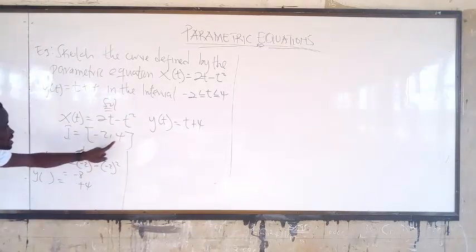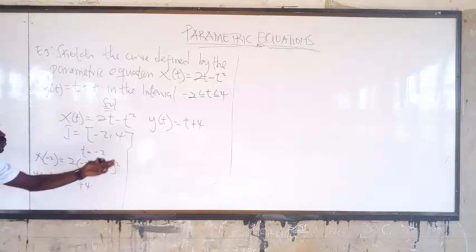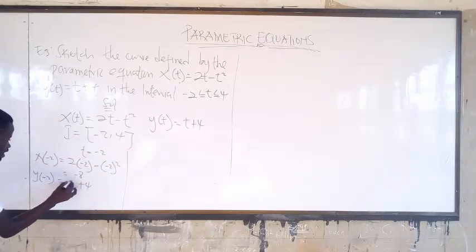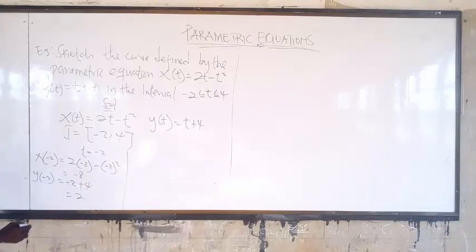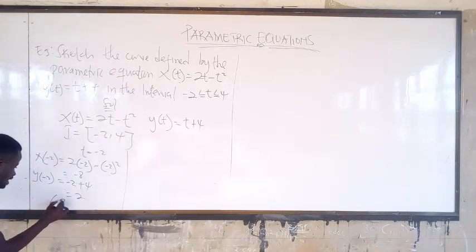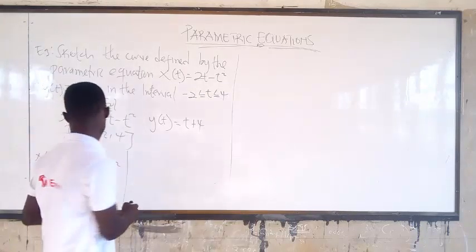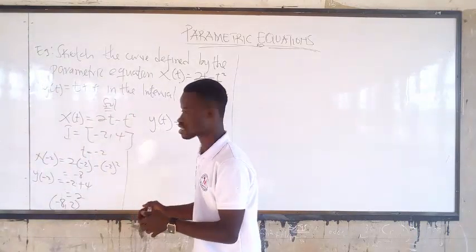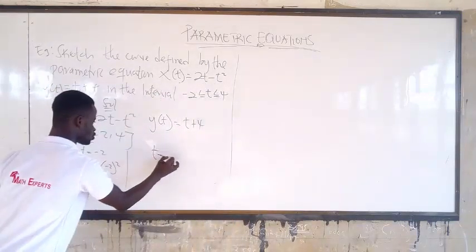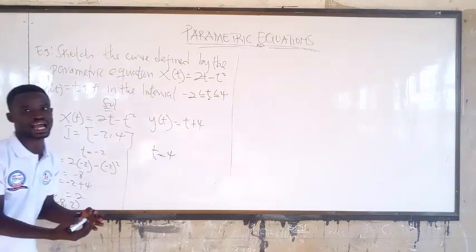Sorry, our t here is negative 2, not 4. Therefore, this is what will give us the terminal. So, negative 2. So here we are going to get 2. Alright, so therefore we can get a point, which is the initial point, to be negative 8, 2. So this will be our starting point. At t is equal to 4, we can also get our terminal point.